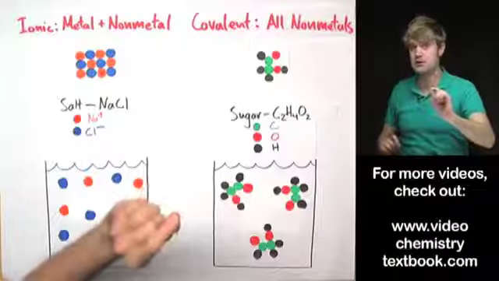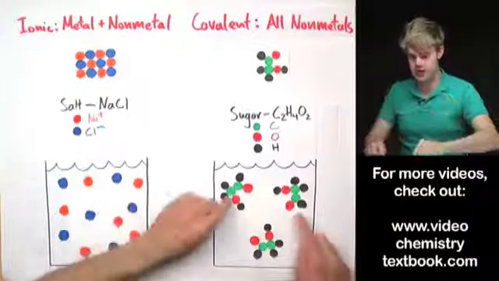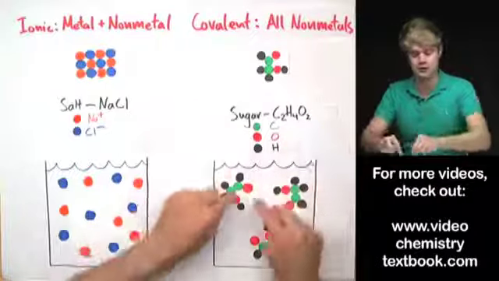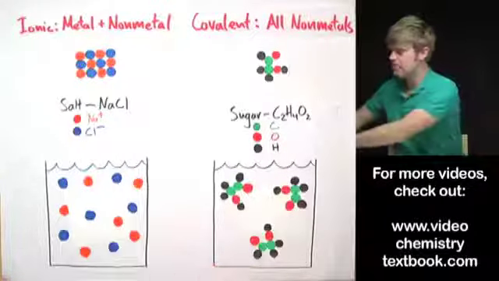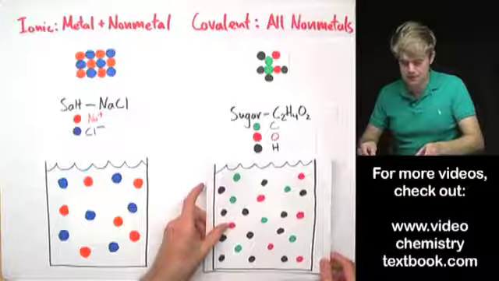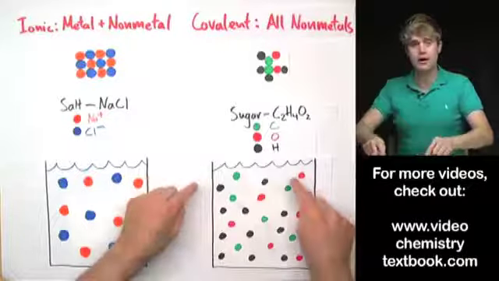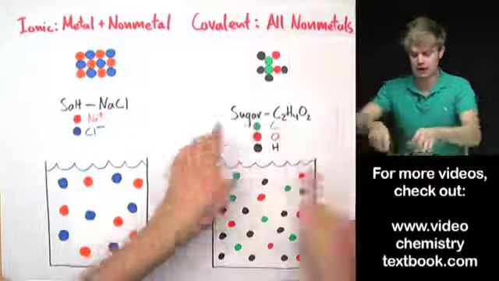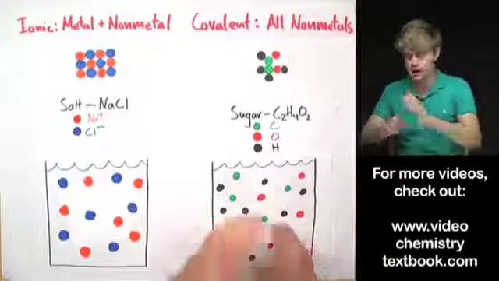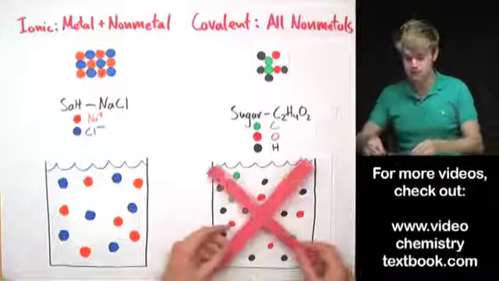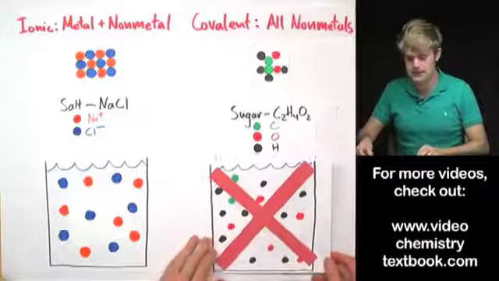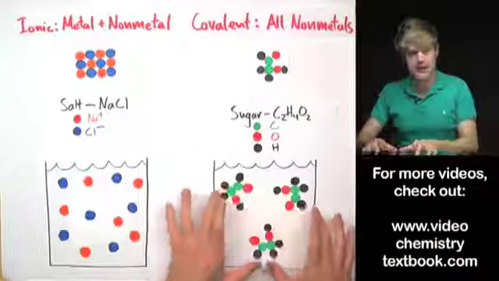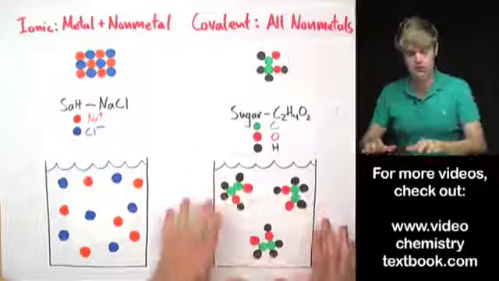A big mistake that people make, and I don't want you to make this mistake, is they think that when sugar or other covalent compounds dissolve, the atoms that make up the molecules totally break apart. And then you end up with a glass of water that has all these carbon and oxygen and hydrogen atoms just floating around. That does not happen. Big red X. Instead, the molecules stay together. Well, the atoms in the molecules stay together.